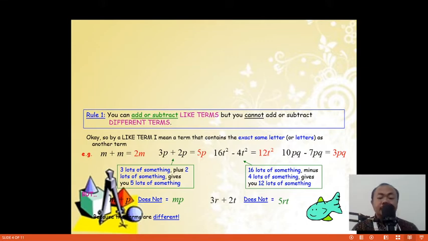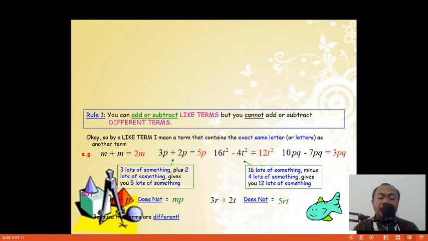3p plus 2p, you will have 5p. 16t square minus 4t square, you will have 12t square. 10pq minus 7pq, you will have 3pq. Okay, as long as the letter is the same, you can add the number.